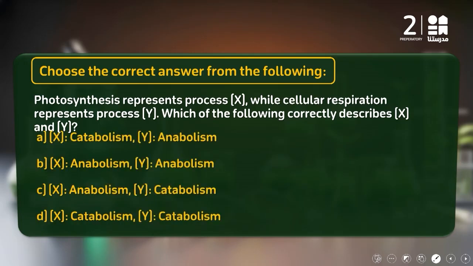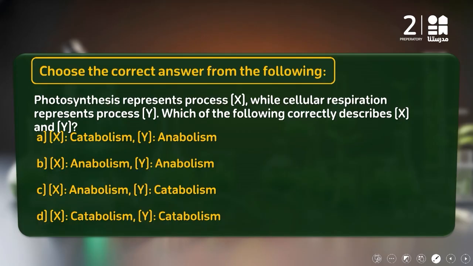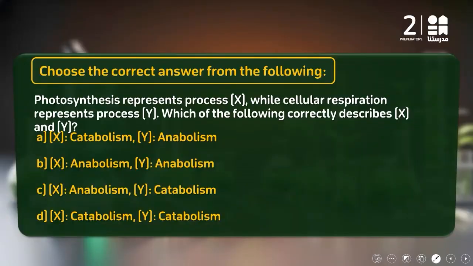Let's read the choices and see what we do. The first choice is X catabolism, Y anabolism. What is anabolism? What is catabolism? Catabolism is the process done inside the living organism which produces energy. The large molecules are broken down to produce energy. Anabolism is to build small molecules into a large molecule inside the body of the living organism.